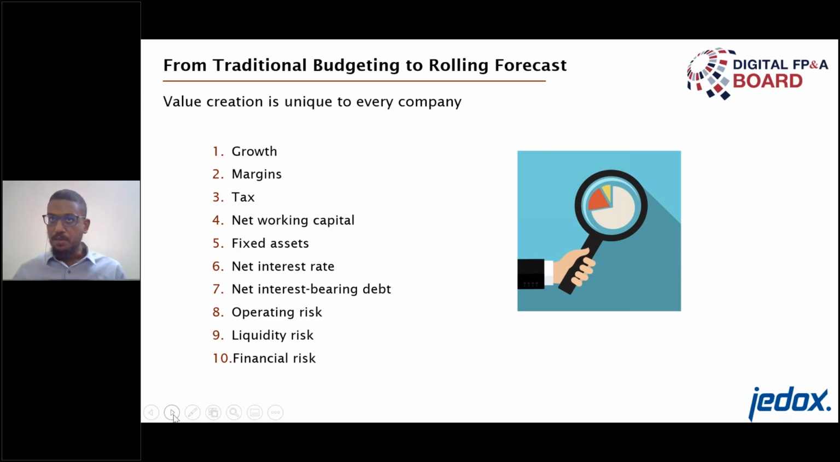For adopting rolling forecast, you need one technology platform. You can't do this in Excel or Power BI. I don't have any problem with Excel. I have used Excel all my life, but for rolling forecast it's not suitable, because you need to gather data from different departments in the company, consolidate it, give results in real time, and track the value of the drivers of value in the company.